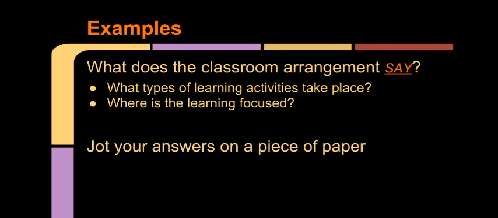So we're going to look at some examples. And I want you to think, with each picture that you see, about what this classroom arrangement says to you. Put yourself in the perspective of a student. It's fine to look at this from the perspective of a teacher too. Think about what types of learning activities take place in these particular classroom arrangements, and also think about where the learning is focused. It would be great if you would write your answers down so that you can reflect on this later. So if you have to pause the video, no problem. You can go get some paper and pencil, and we're going to get started.